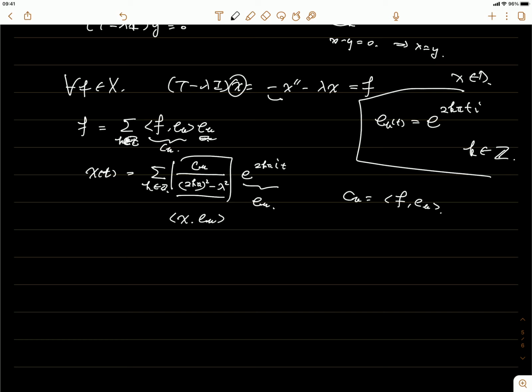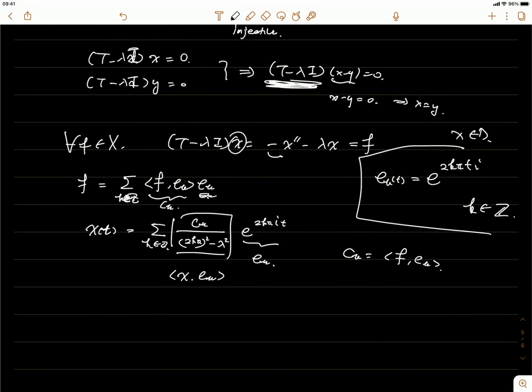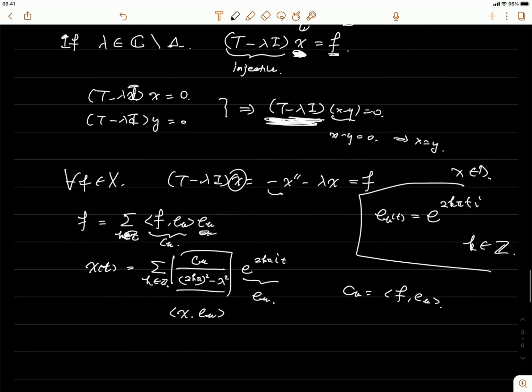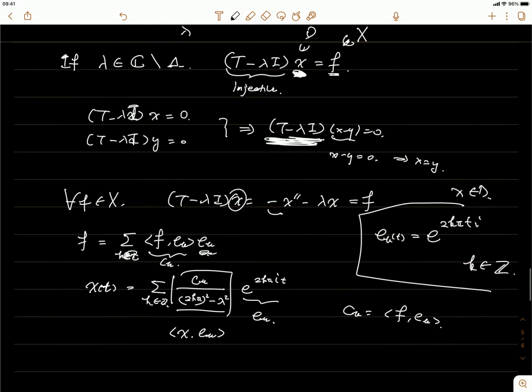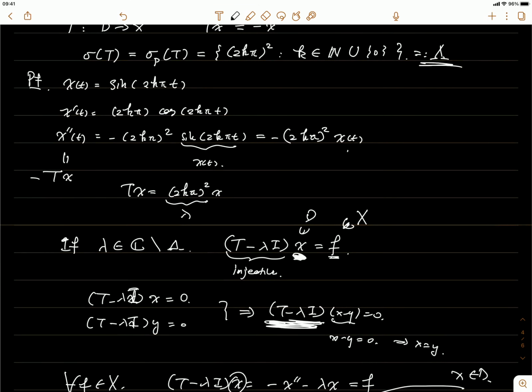So that's the property of the Fourier transform. You apply the Fourier transform on both sides and solve for x, and then take the inverse Fourier transform, and then you get the solution x. And this is the unique solution for this problem. That means this is actually a bijection, and this bijection means that lambda is in rho t. So as long as lambda is not in here, then lambda is in rho t.